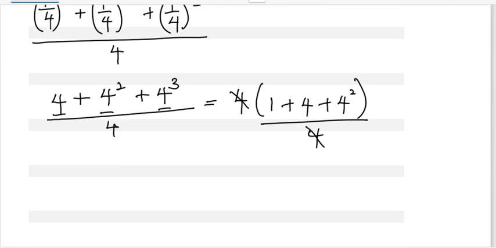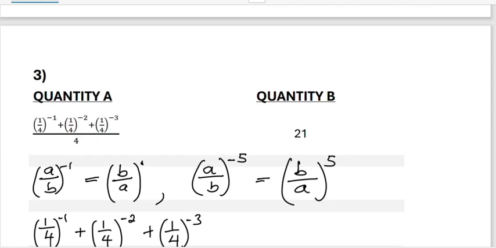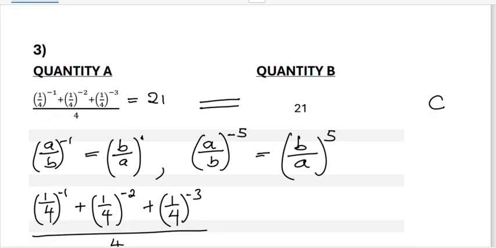What do we have left? What we have left will be 1 plus 4 plus 4 squared, that is 16. And this is simply 21. So we've gotten that this is equal to 21, which means that quantity A and quantity B are the same. So our solution here is C.